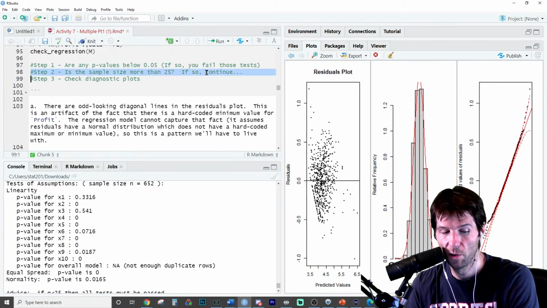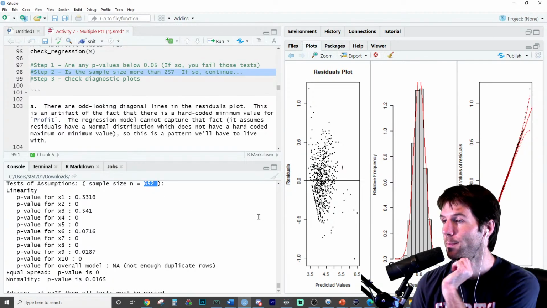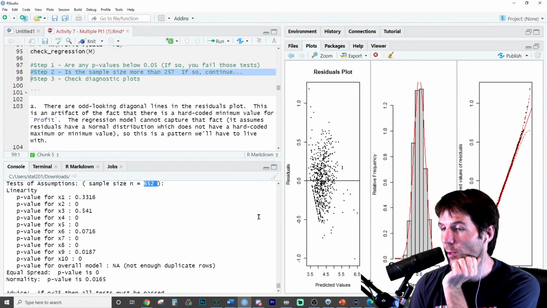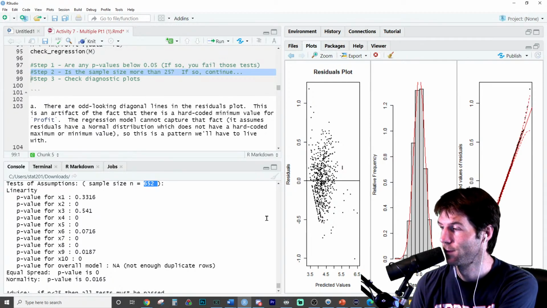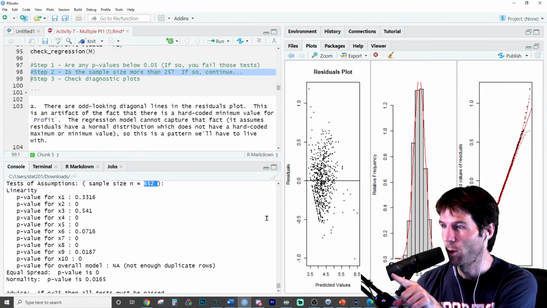We are on step 2 to see if we can continue on. Can we continue on? It tells you down here about that. It tells you about step 2. Can we continue on? Do we have a sample size of at least 25? Do we? How would we know?